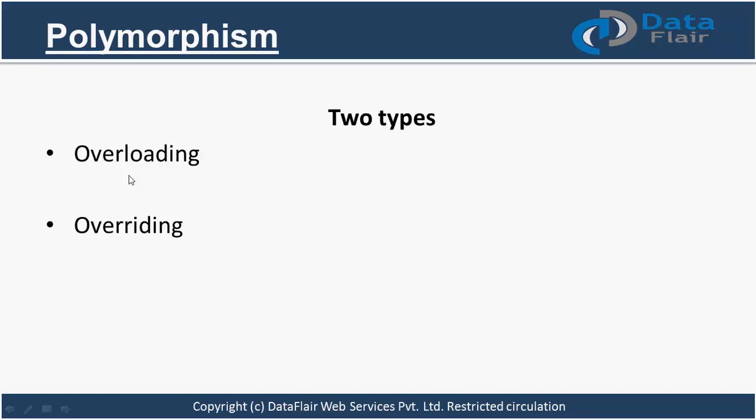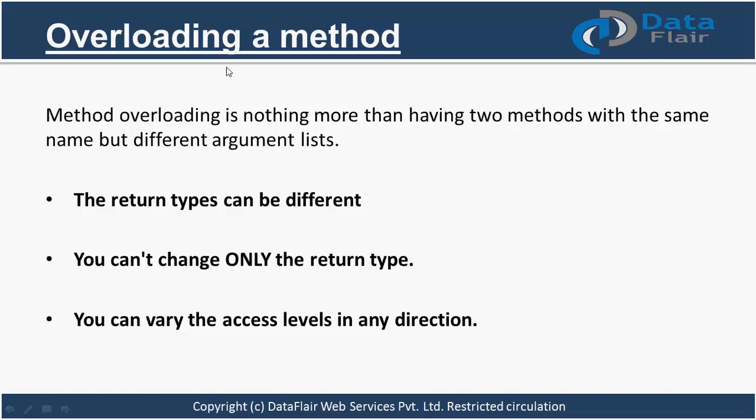So let's first focus on overloading here. Method overloading is when, in the same class, you have two or more methods with the same name, but they have different argument lists or different parameters. If you have two methods with the same name but different parameters, they can also have a different return type.